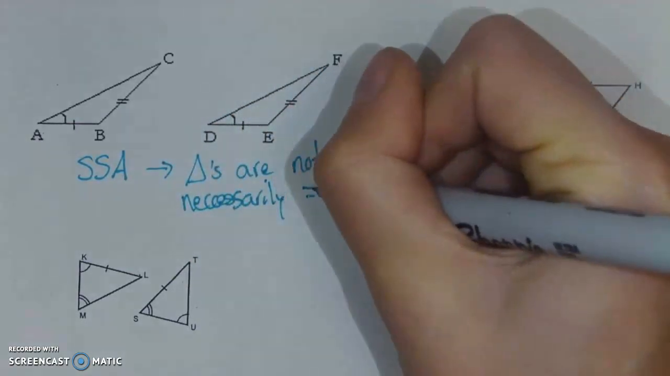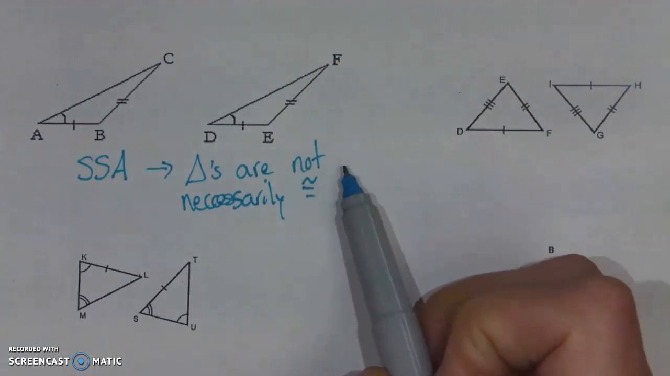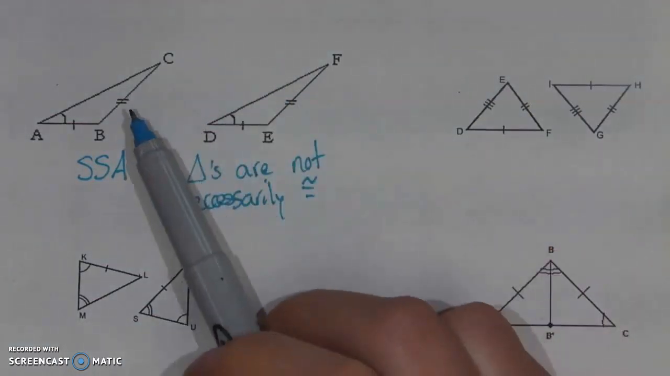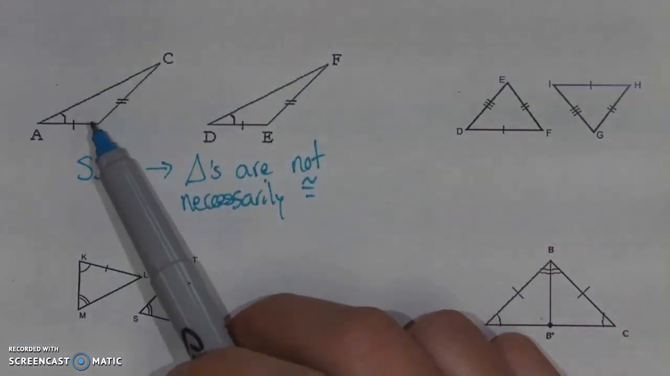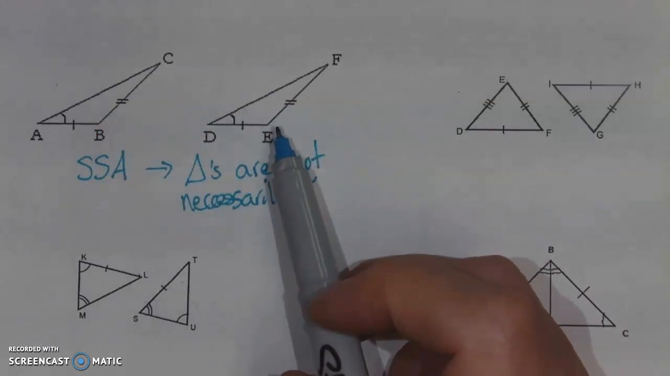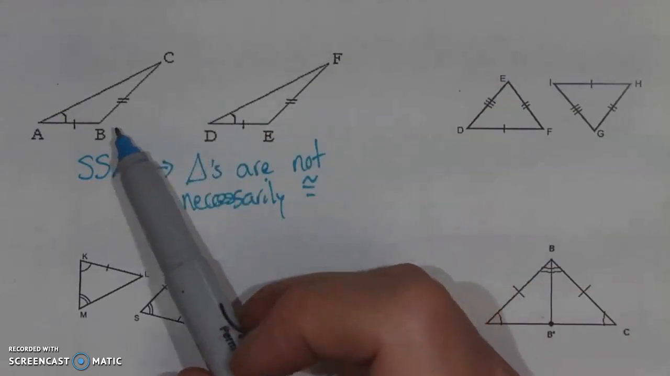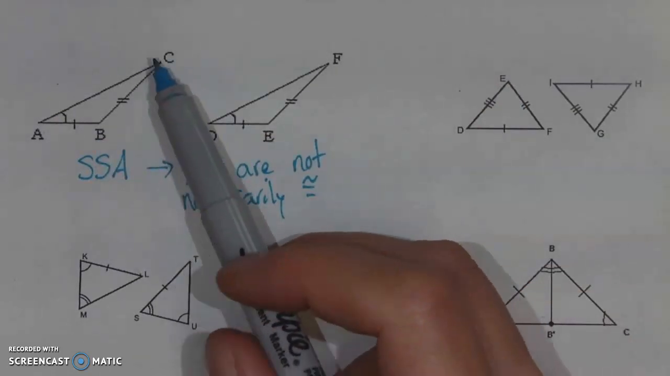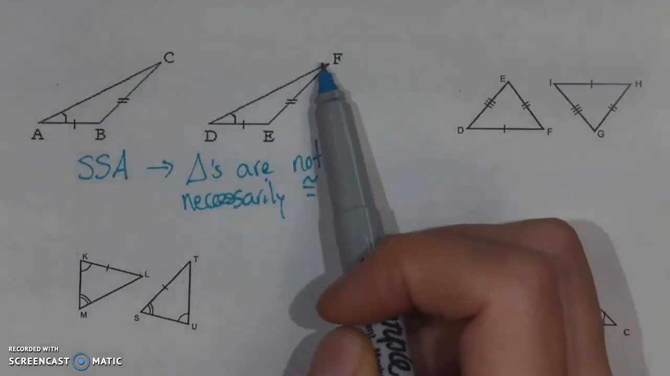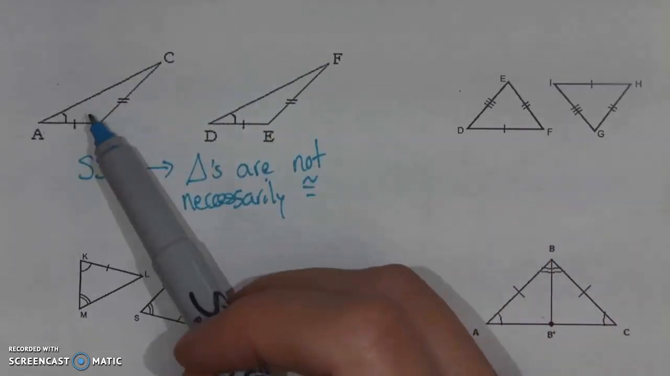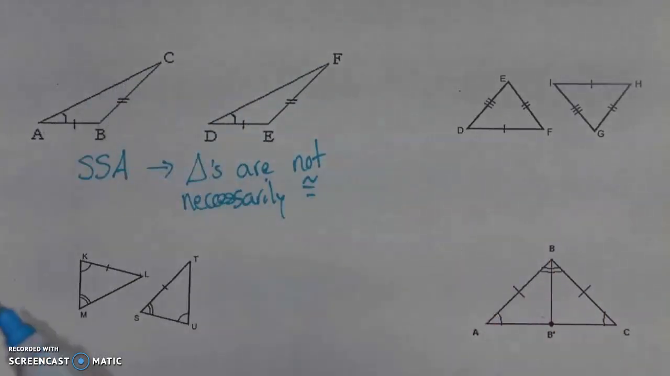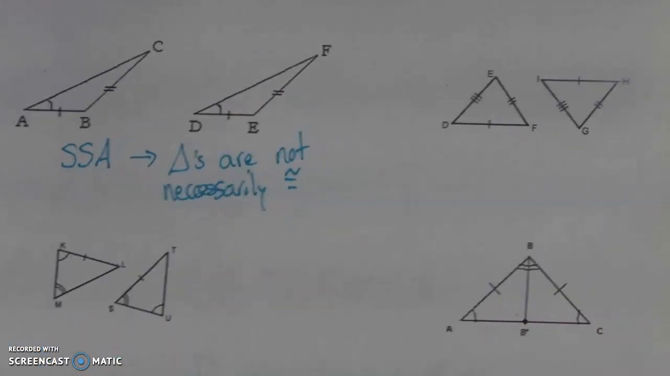congruent. Now, could they be? Yes, it's possible that they are congruent, and I just need another piece of information. So for instance, if you told me that B was congruent to E, I would have angle side angle, which would tell me that these are congruent. Or if you told me that AC was congruent to FD, well, that would make that third side congruent, so I'd have side, side, side, and I'd be able to prove it. But at this point, I don't have enough information.